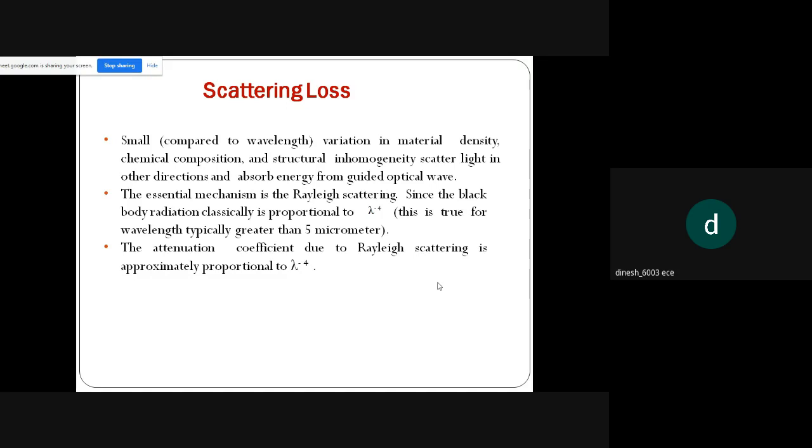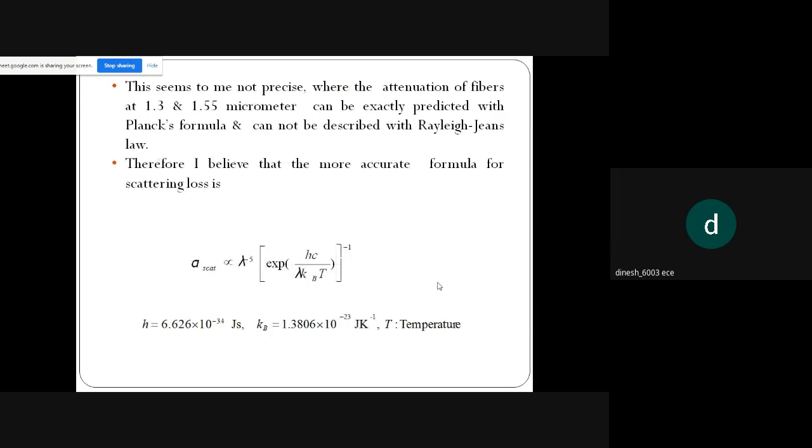So this Rayleigh scattering law is 1 divided by lambda power 4, which is always valid for wavelengths greater than 5 micrometer. So obviously we are using the wavelengths beyond 5 micrometer only. So the attenuation coefficient due to Rayleigh scattering is approximately proportional to 1 divided by lambda power 4, or lambda power minus 4 scattering loss. So this scattering loss also can be given in the formula as such.